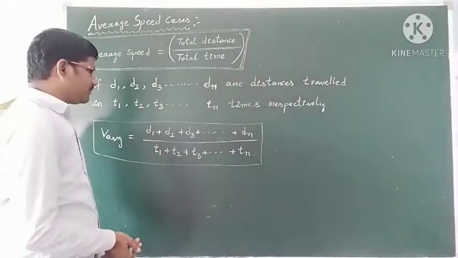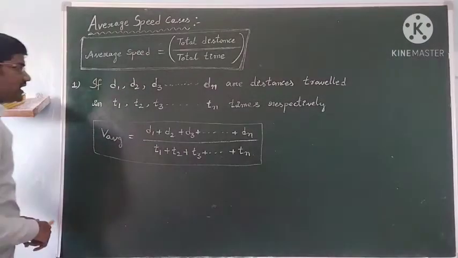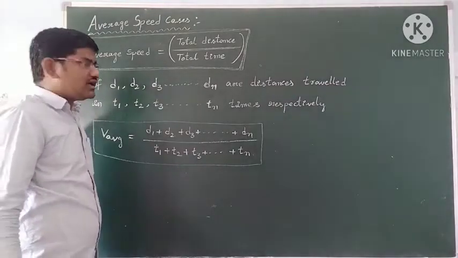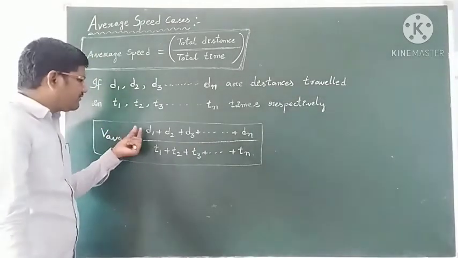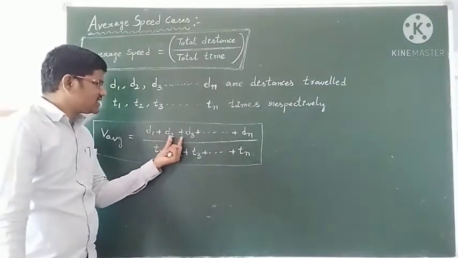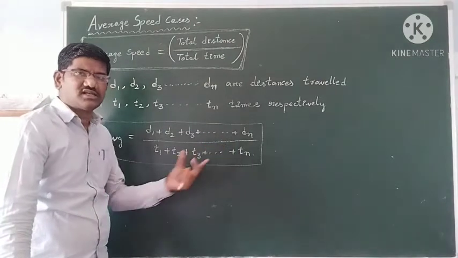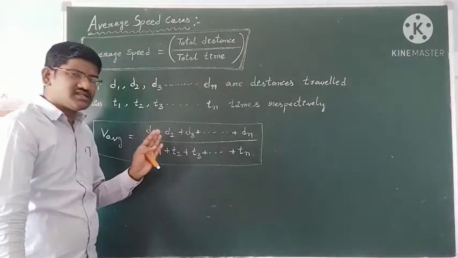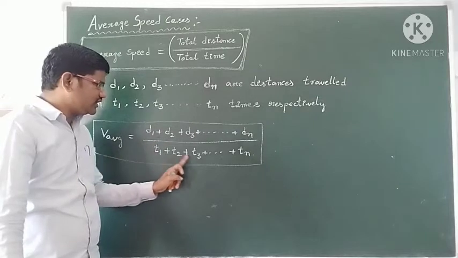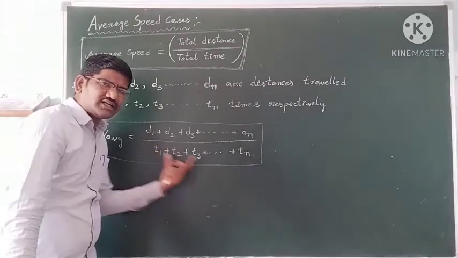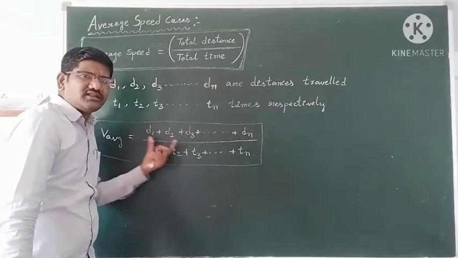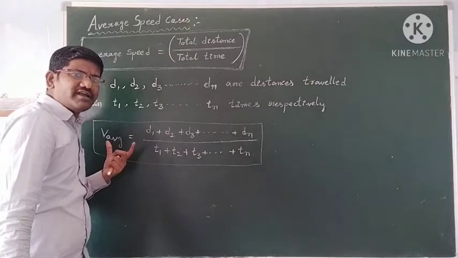Okay students, now the second one. For example, they have given different distances for us: d1 distance, d2 distance, d3 distance, dn distance, in n different intervals of time, t1, t2, t3. Then write all the times in the denominator and the total distance travelled in the numerator. Take the ratio, that is called average speed.